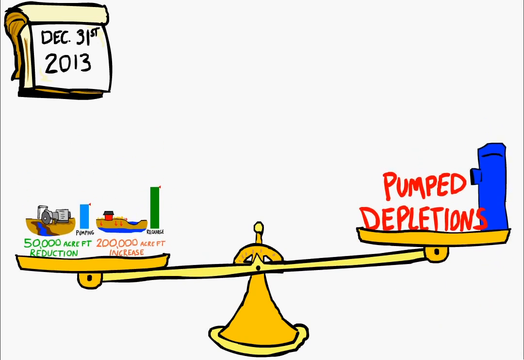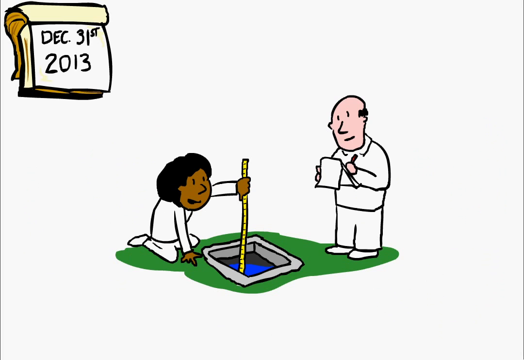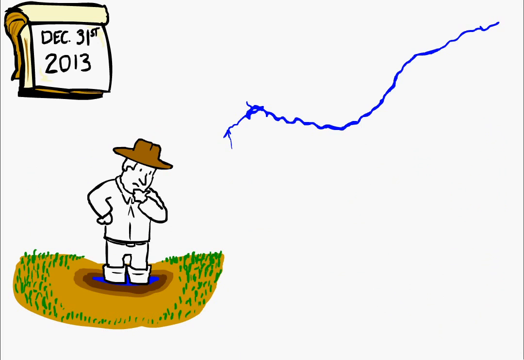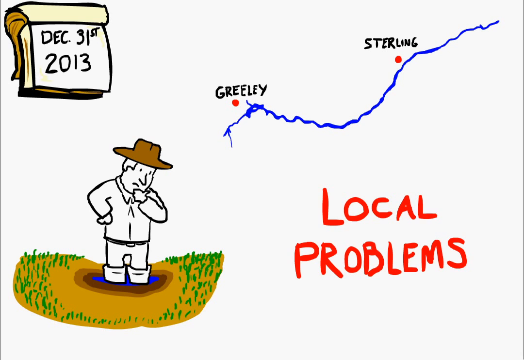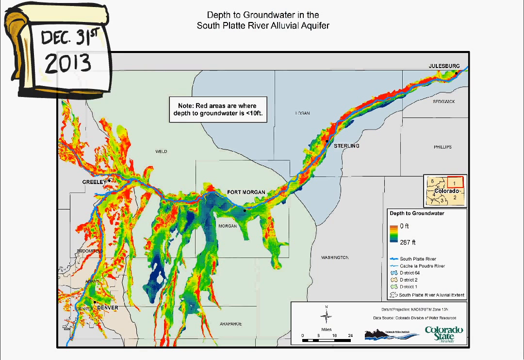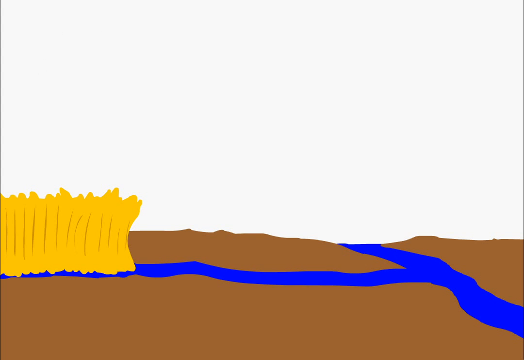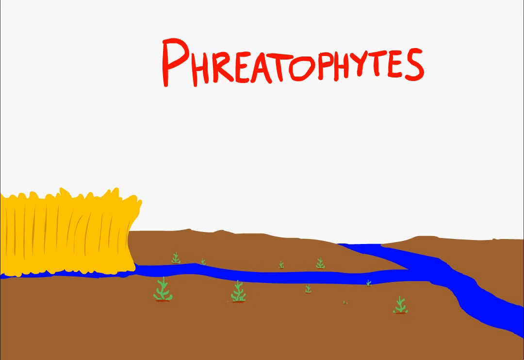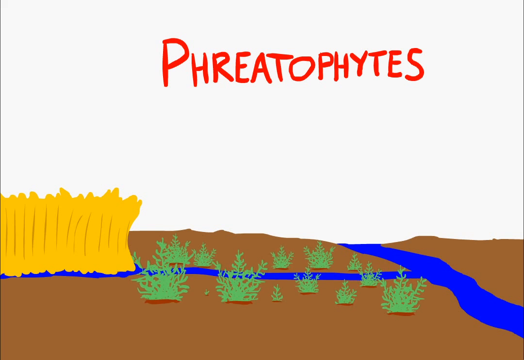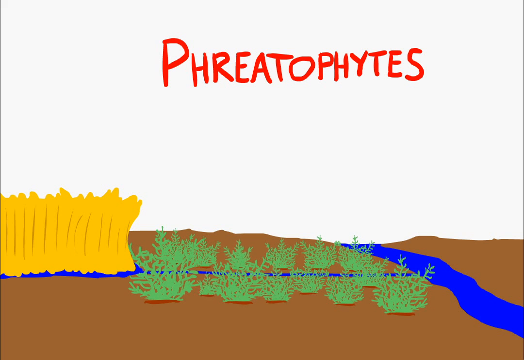Not surprisingly, groundwater levels have begun to rise in many of the observation wells across the basin. The concerns expressed about high groundwater in the Greeley and Sterling areas were validated by the groundwater data to be local problems. There are also other areas of the basin where rising groundwater is occurring. Another key finding is that phreatophytes, non-productive vegetation along the river floodplain, continue to increase and take up groundwater that would otherwise flow back to the river.